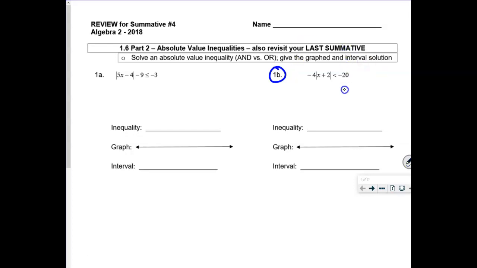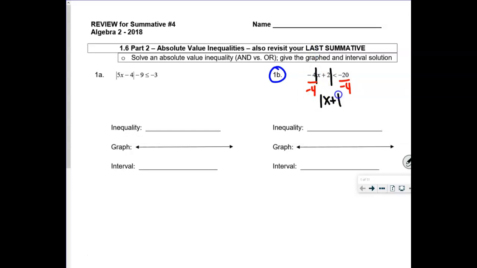Okay, David, before we talk about whether it's an and or an or, we have to isolate the absolute value bars. So what do you have to do first? You have to divide by -4. And then there's a rule in math and inequalities. When you divide by a negative, the sign flips. So right away, we had to isolate, and we actually have a brand new problem.